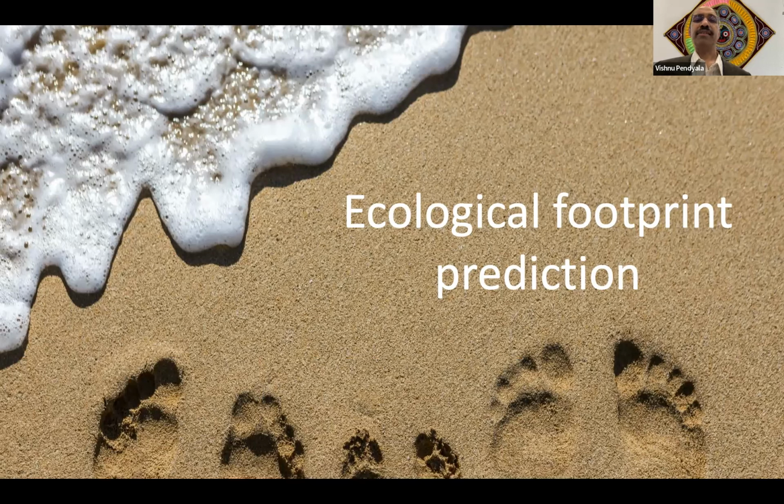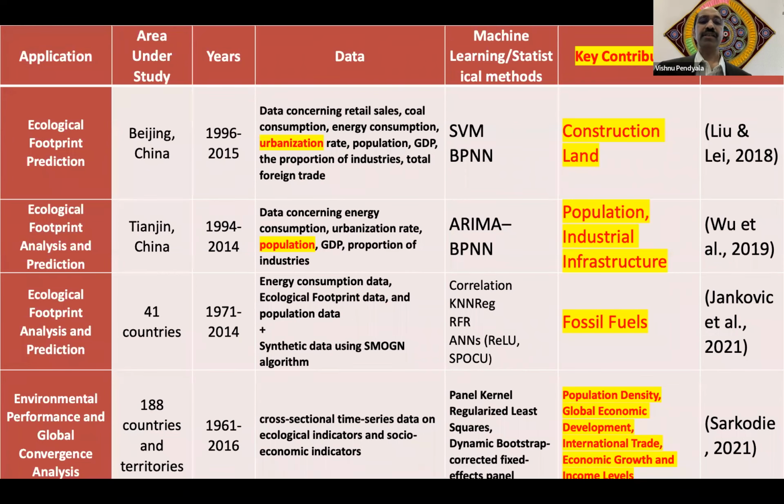There has been a lot of work in predicting the ecological footprint itself. So there's plenty of work. For instance, the first work takes data from 1996 to 2015 from Beijing, China, and applies machine learning. And the good thing is they're able to find out the key contributors.